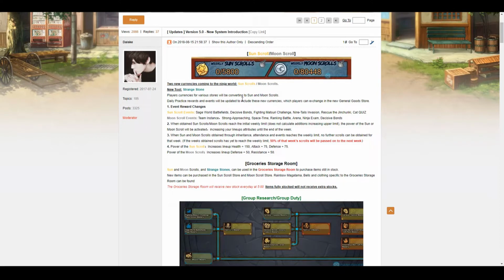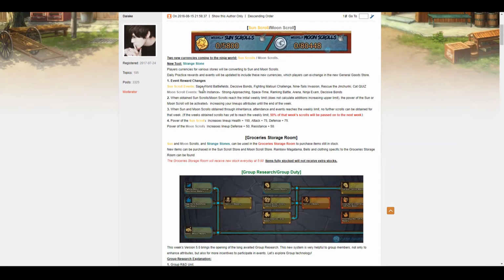So, the two new currencies are obviously the Sun Scroll and the Moon Scroll. You have a new tool called the Strange Stones. Player's currency for various swords will be converting to Sun and Moon Scrolls. Daily practice, rewards, and events will be updated to include these new currencies, which players can exchange in the new General Goods Store.